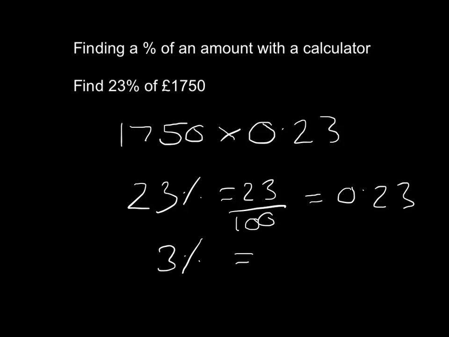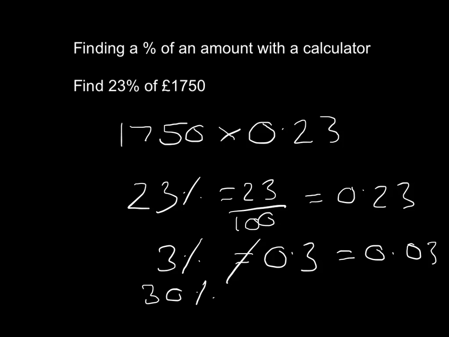Now, 3% often gets confused with 0.3. In fact, it's not 0.3. 3% is 0.03. It is 30% that is 0.3. It's a bit easier to understand if you put a naught on the end and see that your 30% is 0.30, whereas your 3% is 0.03.